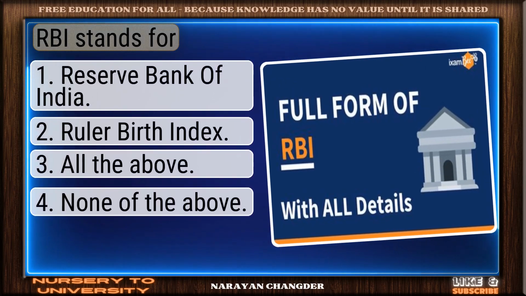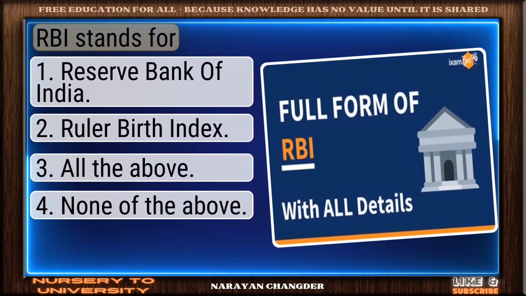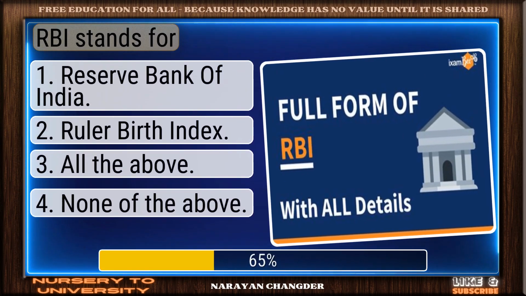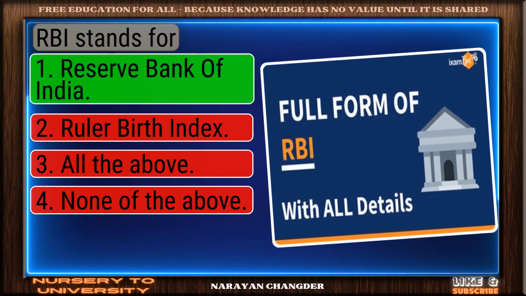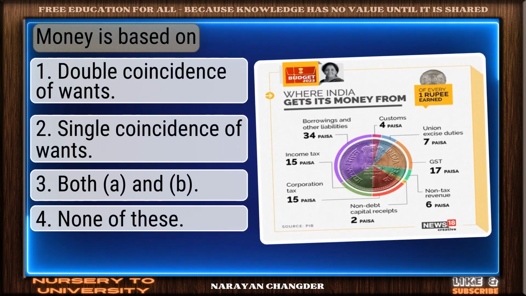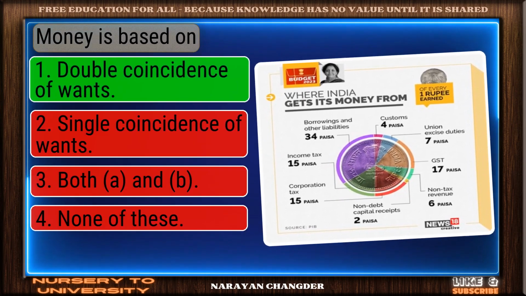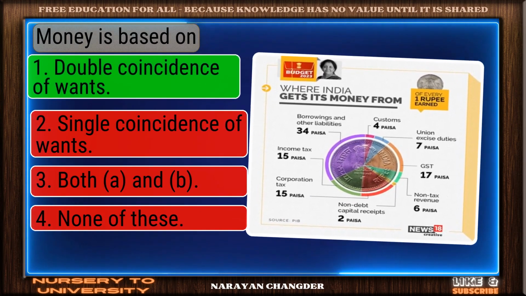Can you solve all these Class 10 Economics, Chapter 3 Money and Credit questions? RBI stands for... Excellent choice. Reserve Bank of India is right. Money is based on... Nicely done. Double coincidence of wants is solid.